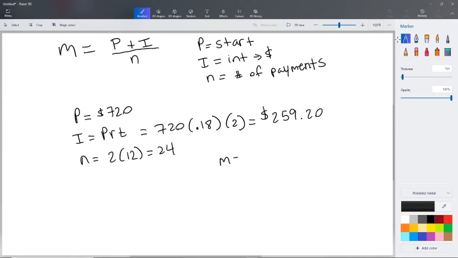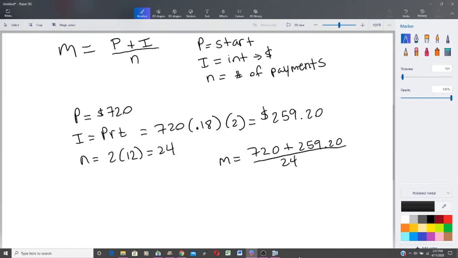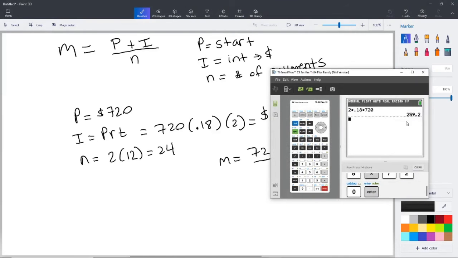We can say that our monthly amount is going to be the P, 720, plus the I value, 259.20, all divided by 24. Let's bring our calculator back in and get that answer. We already have $259.20 on the calculator, so let's add to that the $720, which is the P. Make sure we hit our equals or our enter to get the value, and then divide that by 24.